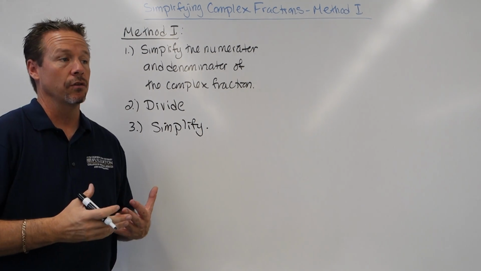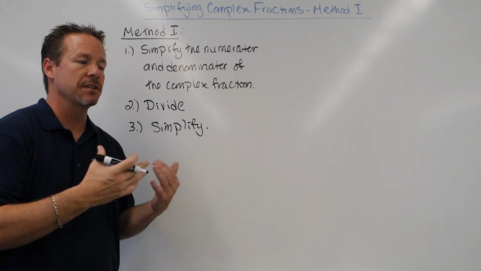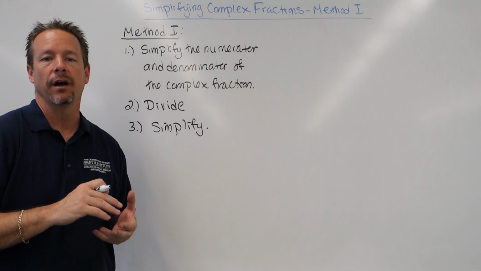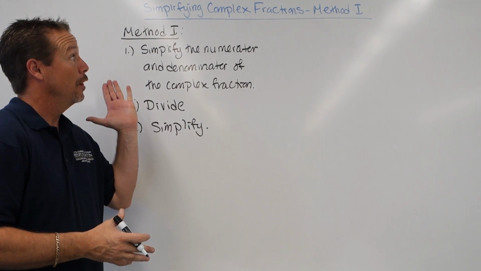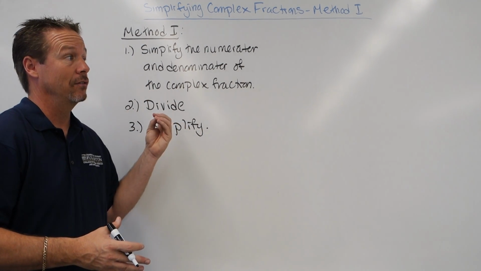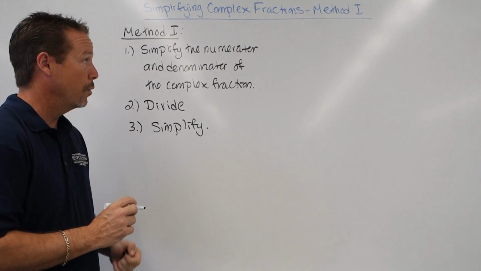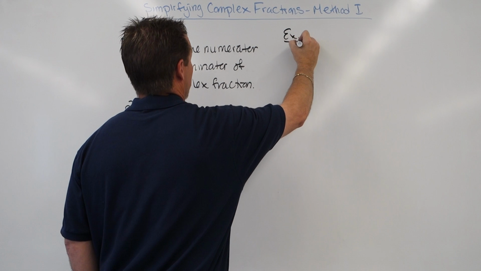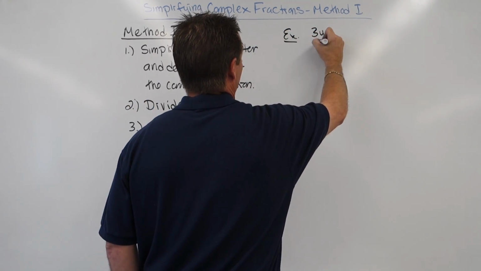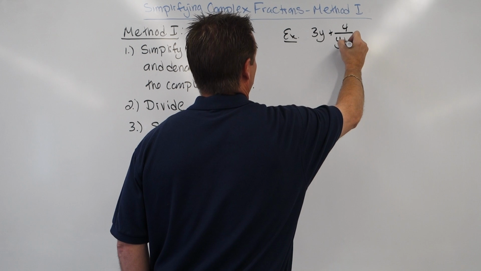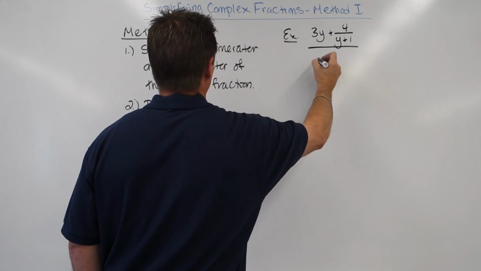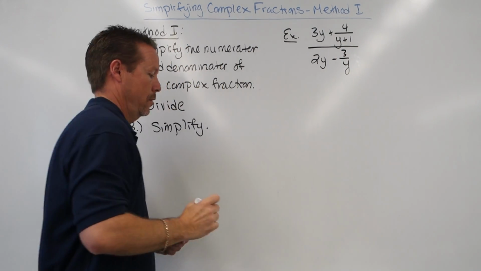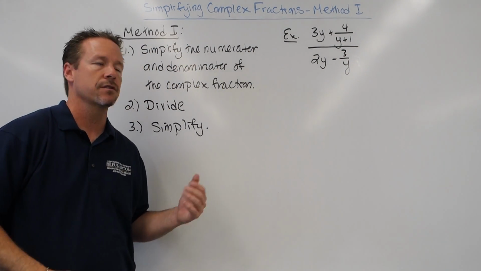So this method is a good method coming out of sections 1 and 2, where we learn how to add and subtract rational expressions, multiply, divide, and simplify rational expressions. Though it's not my preferred method, it definitely has merits. So let's consider the complex fraction. Here's an example: 3y plus 4 over y plus 1, all over 2y minus 3 over y. We want to simplify this complex fraction.